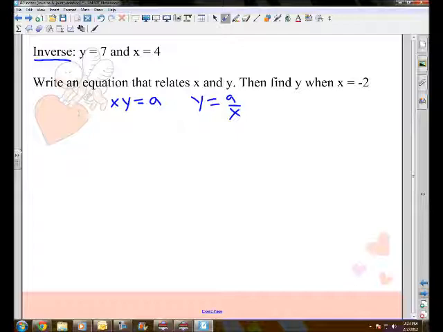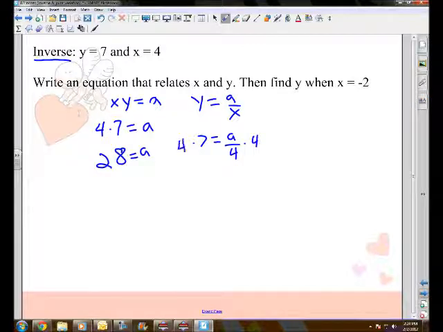Okay, so let's come over here. First it tells us that x equals 4, y equals 7, so we'll plug those in. We've got 4 times 7 equals a. Okay, we can do that. 4 times 7, of course, is 28. That equals a. If we do the same thing over here, we've got 7 equals a over 4. To solve that for a, we're going to multiply it by 4. We again get 28 equals a. Okay, so we found a.